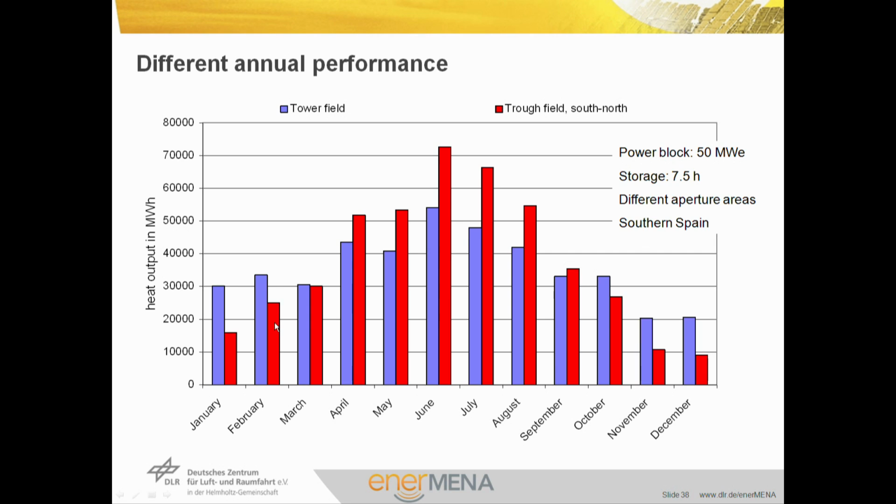The bars here show the sum of heat output of each plant for the whole year. What is evident from this figure is that the trough field with the south-north oriented parabolic troughs shows much more annual or seasonal dependency of the output compared to the tower field. You may also realize that the solar tower produces more heat and electricity in summer than in winter, but the difference between the winter months and the summer months for the tower field is lower than for the parabolic trough field.